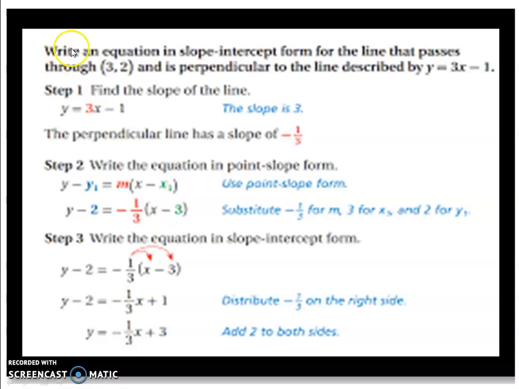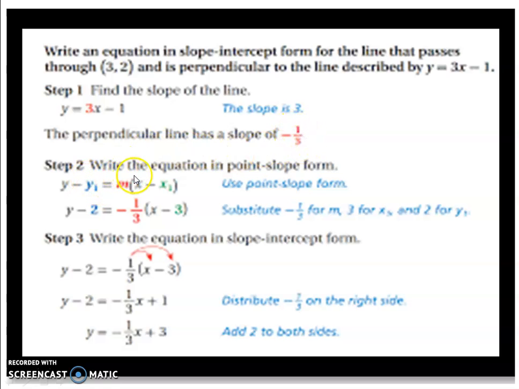Let us check. Write an equation in the slope intercept form for the line that passes through 3, 2 and is perpendicular to the line described by y is equal to 3x minus 1. First, y is equal to 3x minus 1 is the equation given, so find the slope. We have y is equal to mx plus c, m is equal to 3, therefore the slope is 3. For the perpendicular line, the slope is given by m1 into m2 is equal to minus 1, so m2 is equal to minus 1 upon 3.